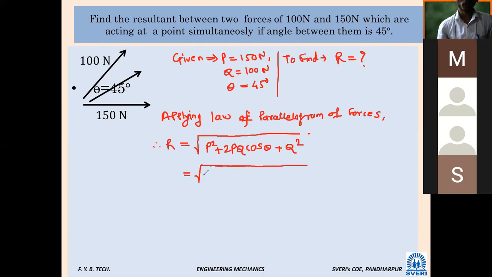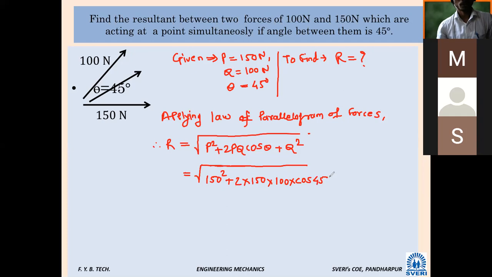Will you calculate? What is the value of P? 150 square plus 2 into 150 into what is the value of Q? 100. Then what is the value of cos theta? What is theta? Cos 45. Plus what is the value of Q square? 100 square. So R. Everything is with you. So will you calculate now?